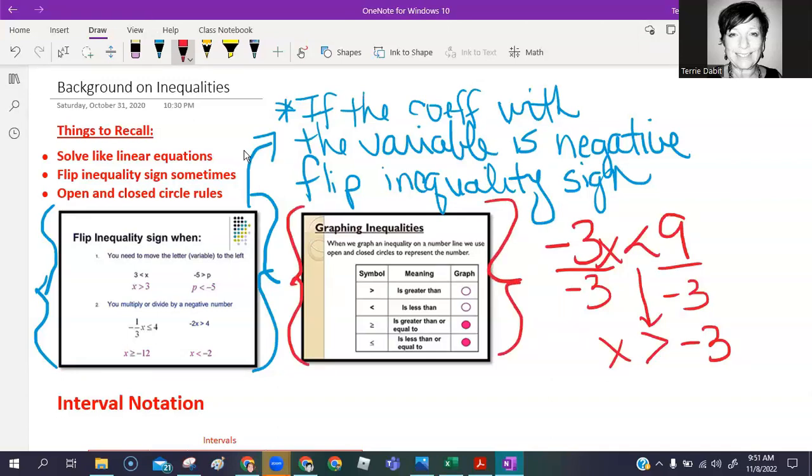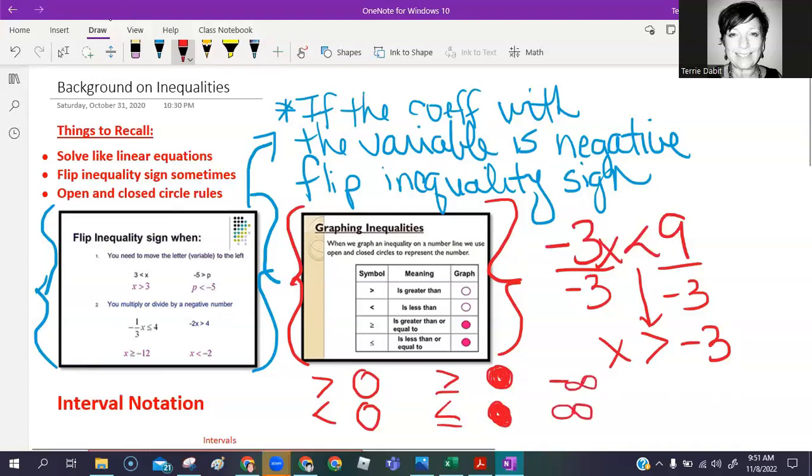You probably remember this one. If my inequality signs do not have a line under them, then I'm going to graph that with an open circle. If they do show equality, which means there's a line underneath it, then I'm going to graph it with a closed circle. We also have infinities.